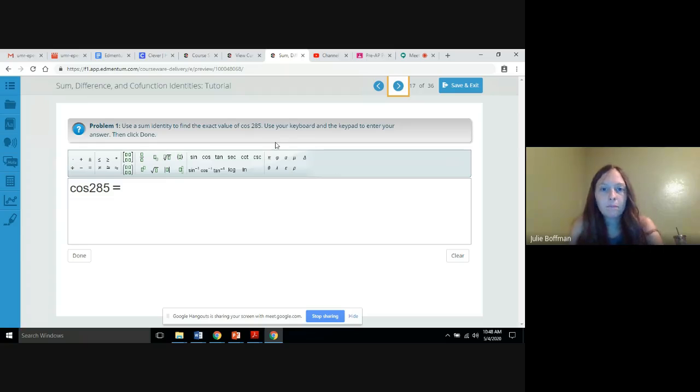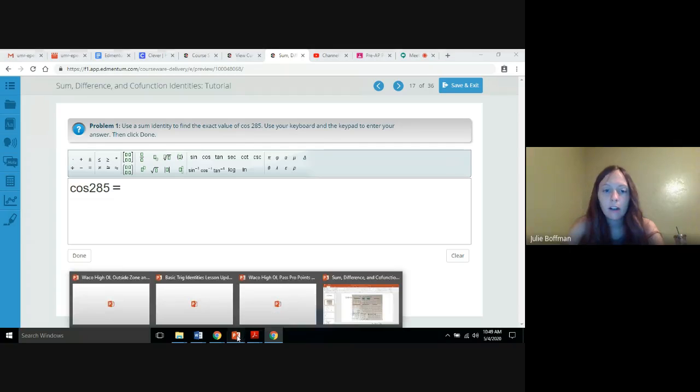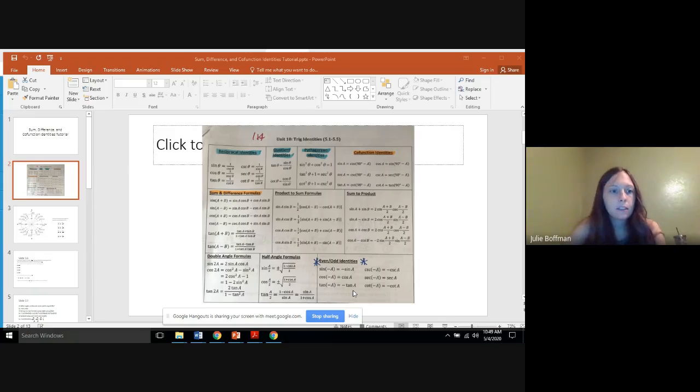So for this slide, we're going to break up 285. What 2 angles on our unit circle? It says use the sum identity instead of difference. Not that it should matter because you should get the same answer regardless. So what 2 angles add to equal 285? You look on your unit circle, guess and check. There's more than one answer, so if you pick a different one than me, that's fine. We should get the same answer in the end. But let's see what I picked.